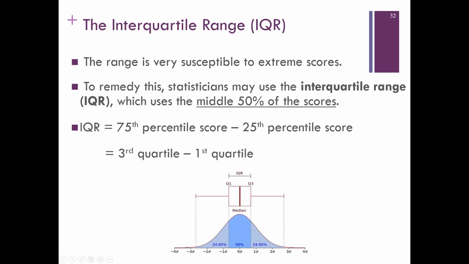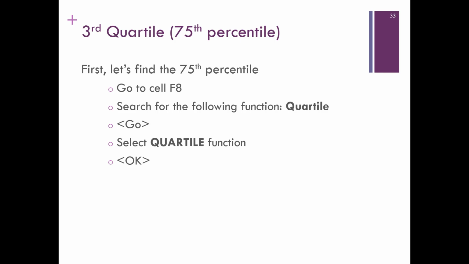Now once again, Excel does not have an IQR function, but it can calculate the IQR based on your quartiles. And so 3rd quartile and 1st quartile are both things that you can calculate in Excel. So first of all, let's go for the 3rd quartile, which is the 75th percentile.